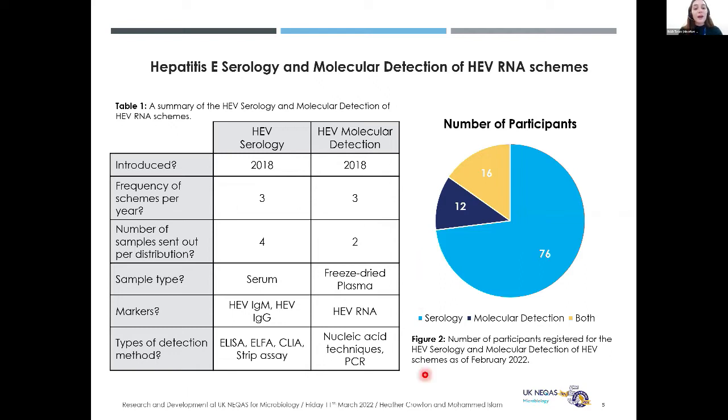And you can see on the right-hand side, the number of participants that are registered for the hepatitis E serology scheme, molecular detection scheme, or both schemes. And you can see that there's quite a large percentage of participants that are registered for both.